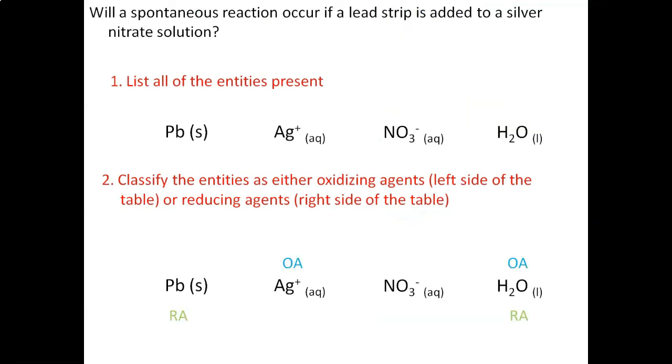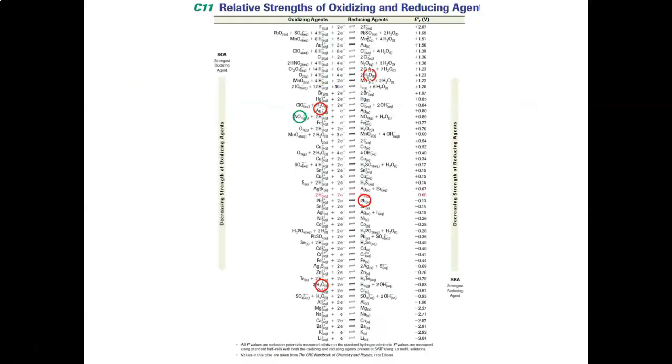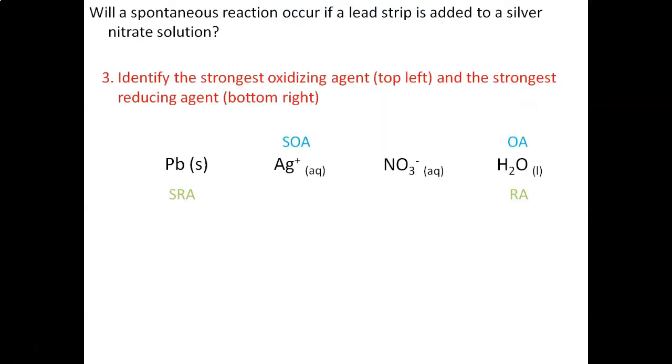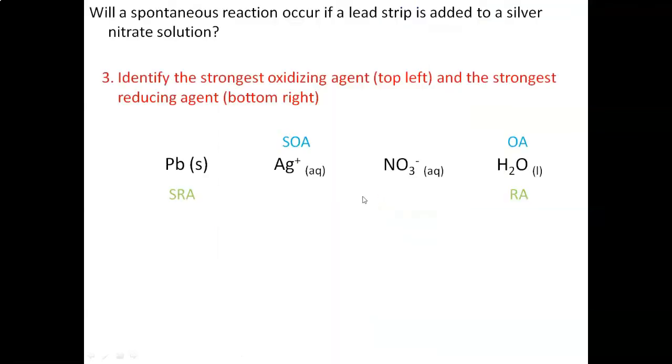So as a result, this allows me to label my oxidizing and reducing agents. We know solid lead would be a reducing agent because it can only undergo oxidation. My silver ion is an oxidizing agent because it can only undergo reduction. Water can be both. Because I don't have any acidic protons, my nitrate ion will not be involved in any reactions. My next thing will be to identify the strongest oxidizing agent, strongest reducing agent. And because the silver is the highest on the left, that makes it my strongest oxidizing agent. And because my lead is the lowest on the right, that makes it my strongest reducing agent.